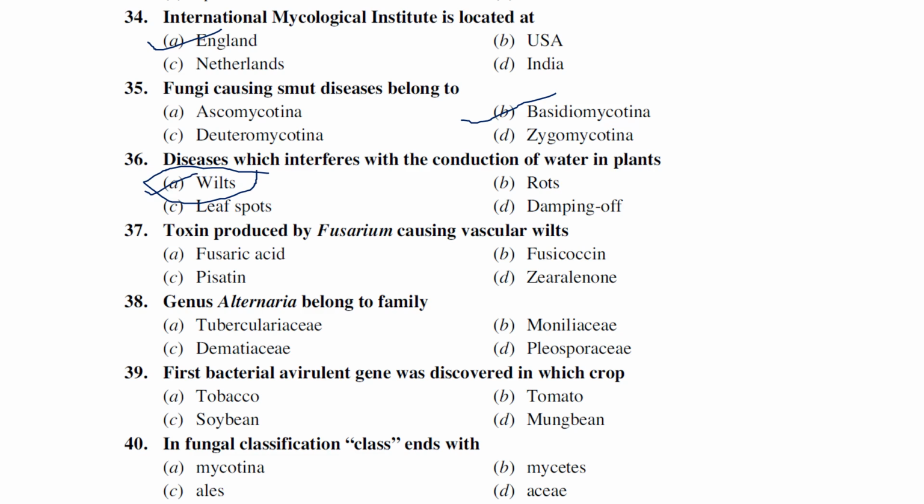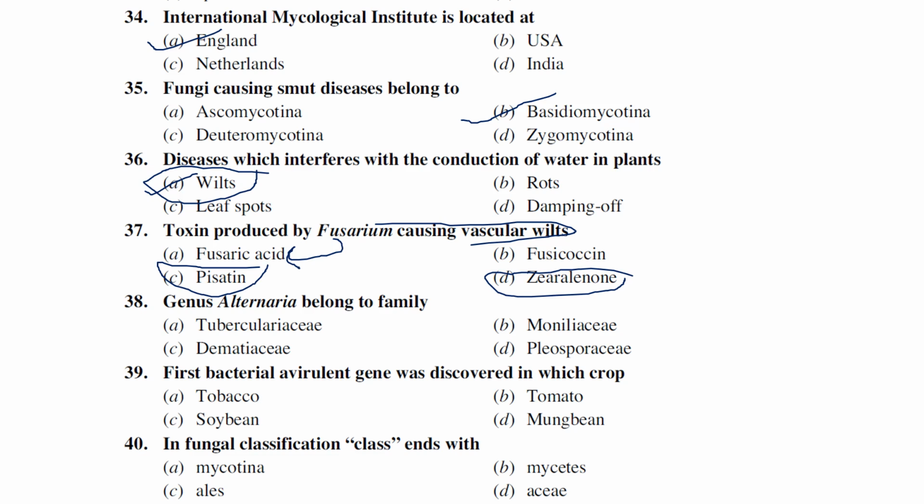Toxins produced by Fusarium causing vascular wilts: fusaric acid, fusicoccin, pisatin, zearalenone. Pisatin is actually a phytotoxin that is produced by P. Zearalenone is a toxin, it is also produced by Fusarium. But the most important thing when it comes to vascular wilt diseases, the Fusarium toxin is known as fusaric acid. Very important one.